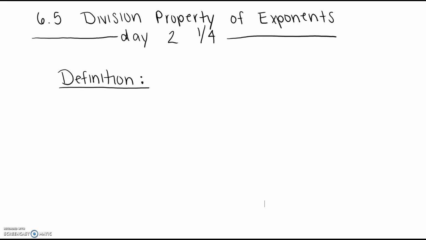Hey guys, so today we're going to be talking about section 6.5, the division property of exponents, day 2. Last night for homework you had an investigation that hopefully led you to discover the division property. In case you didn't do it or you got confused, we're going to review it.